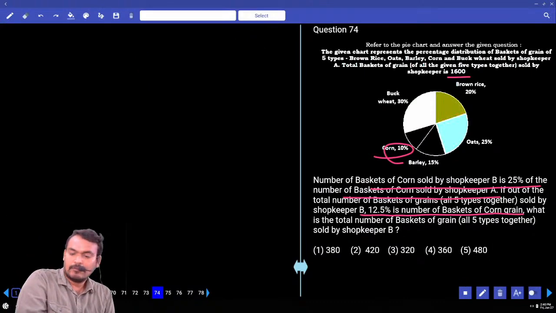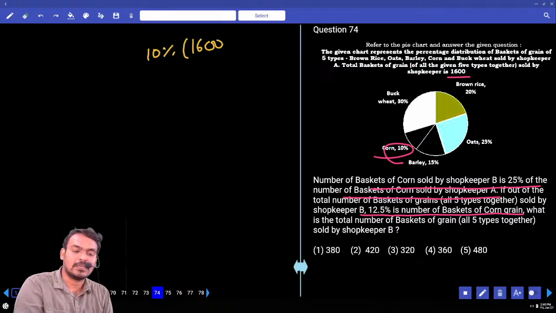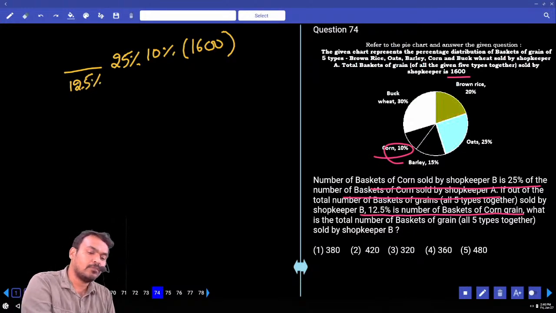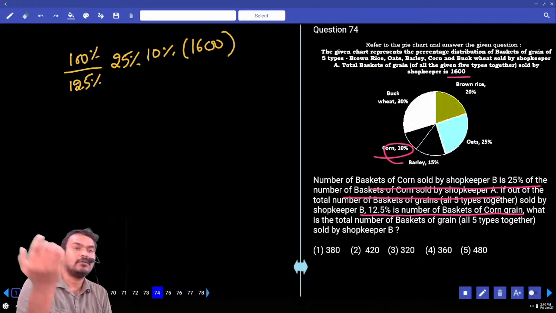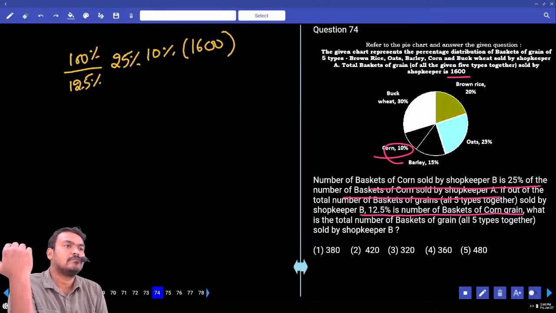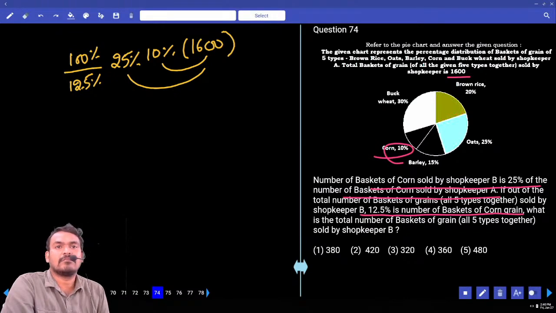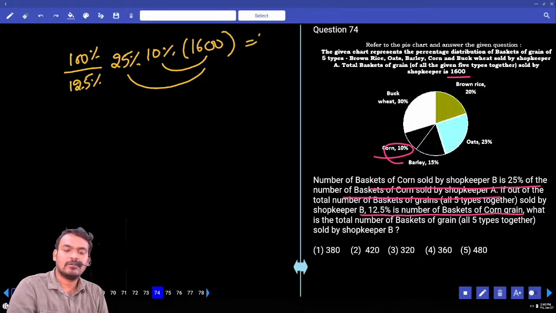Okay. First, what is 10% of 1600? 160. In that, how much percent do we need? 25%. That represents how much? 12.5%, or not? But we require how much percent? 100%, or not? 10% of 1600 is 160. 25% of 160 is 40. 100 by 12.5 means 8 by 1, or not? 8 times 40 is 320, or not?